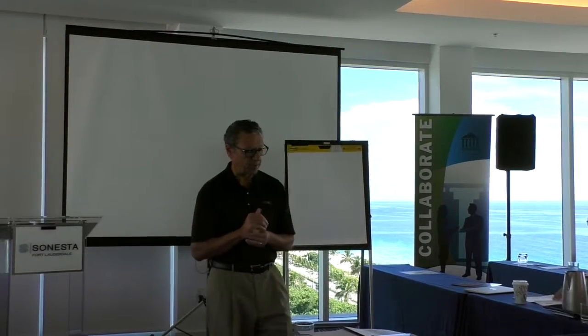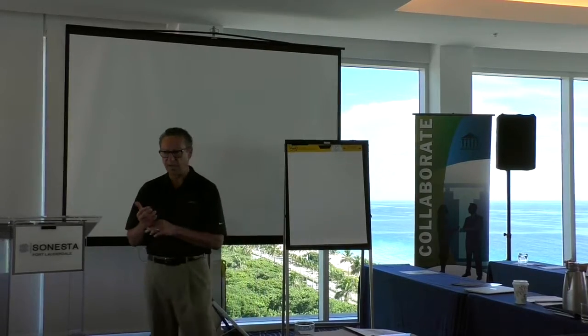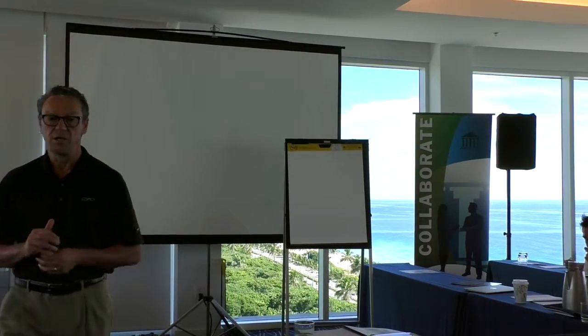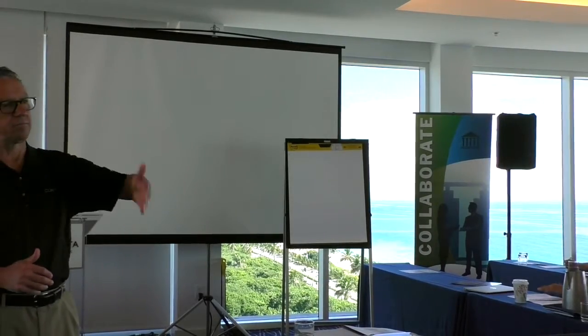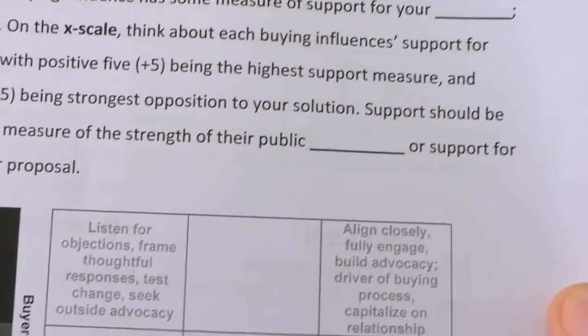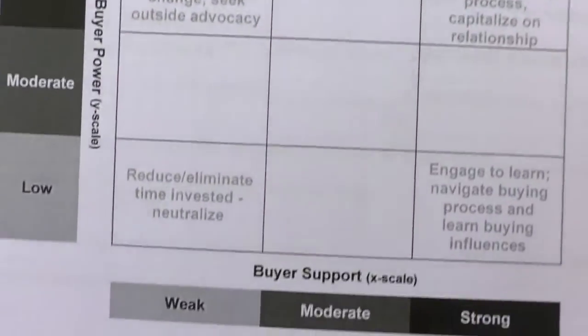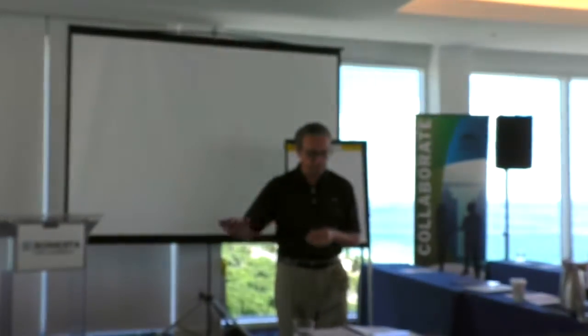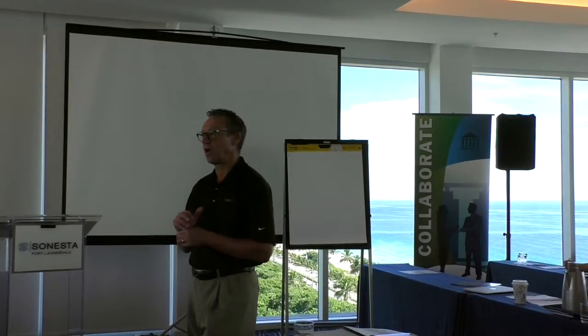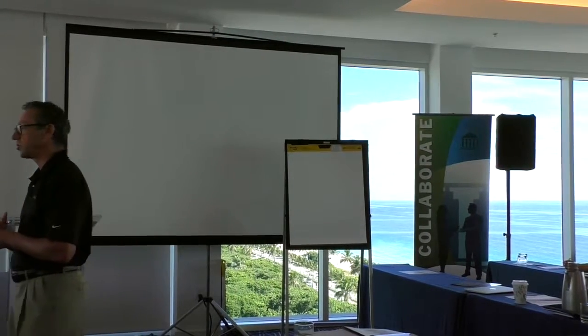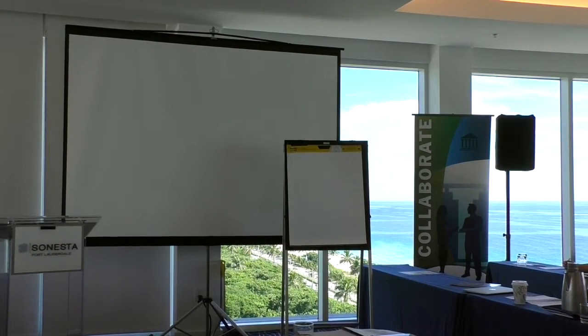Let's go to the next page. Buyer power and support. I want to touch on this just briefly. You can look at this graph and start to get an idea. So on one axis, you've got power. Power means the ability to influence a purchase. On the other axis, the x-axis, you've got support. This person supports your solution.